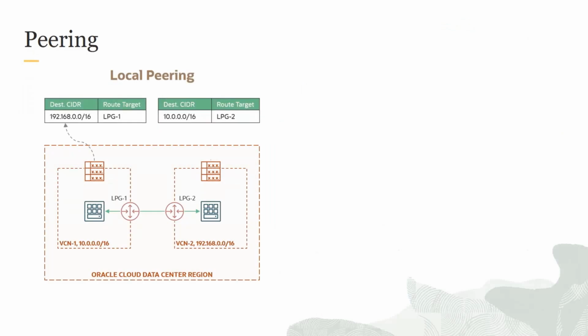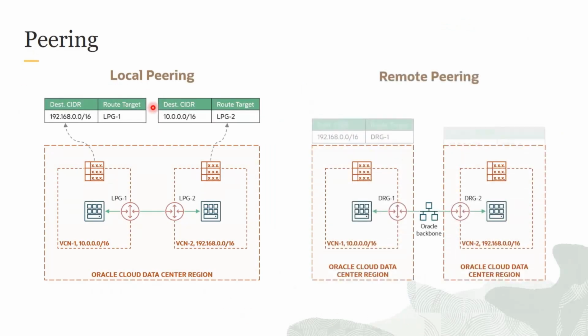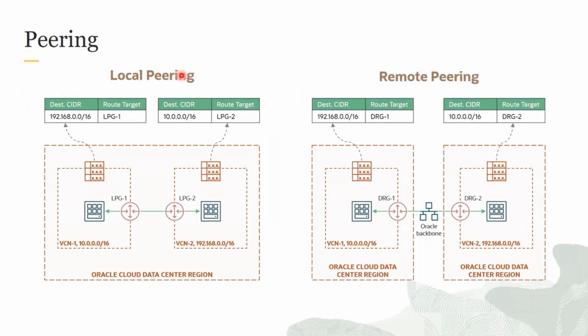So in this architecture on the left, you can see that there is a local peering within the region using local peering gateway. So what are the steps for it? You basically create a local peering gateway on each VCN. You create LPG1 for VCN1 and you create LPG2 or local peering gateway for VCN2. And then you basically create a connection between these local peering gateways. Now once the connection is established, you also need to configure routing.